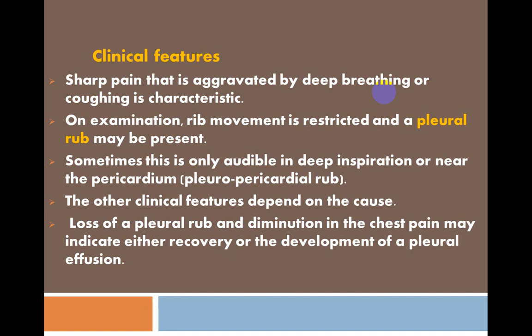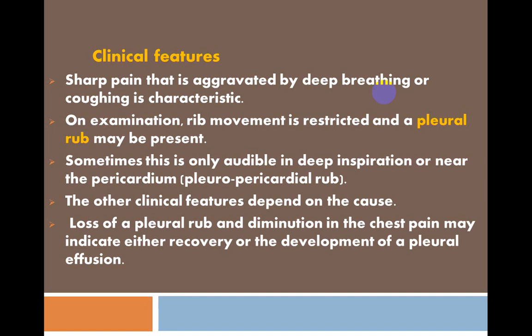So the pleural rub is present when the parietal pleura moves on the visceral pleura. On examination, you find rib restriction in this area when involved by pleurisy. Sometimes this is only audible in deep inspiration or near the pericardium, and this is called a pleuropericardial rub. In addition to the pleural rub itself, we have what is called a pleuropericardial rub, and this is only audible in deep inspiration or near the pericardium.